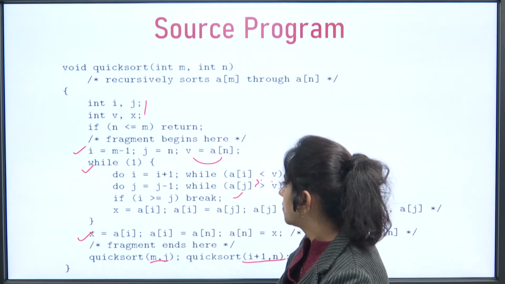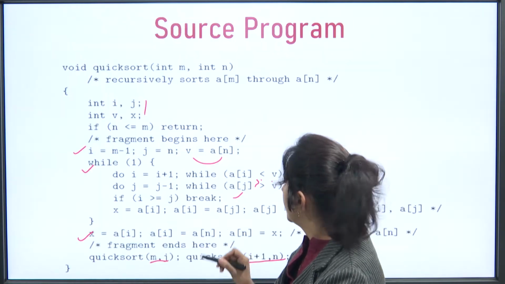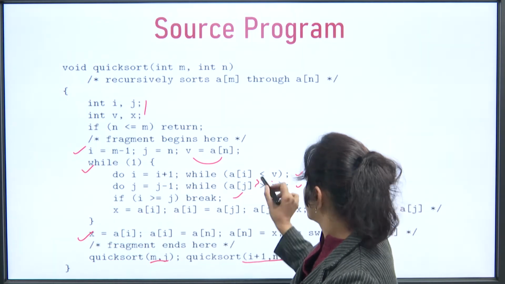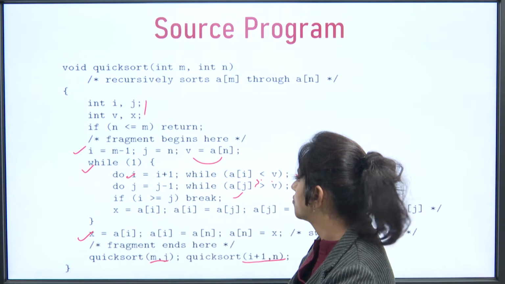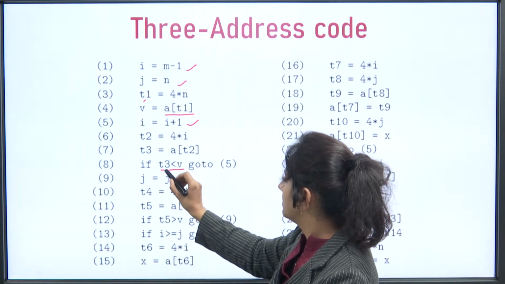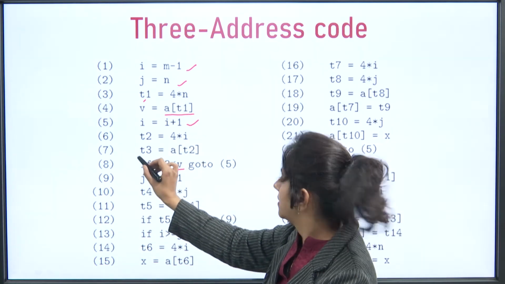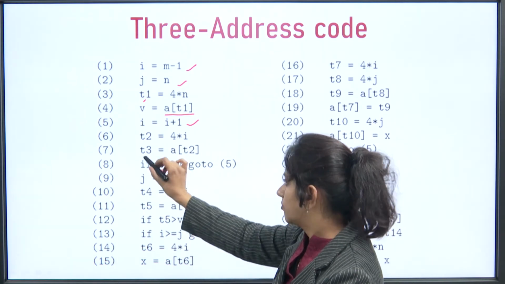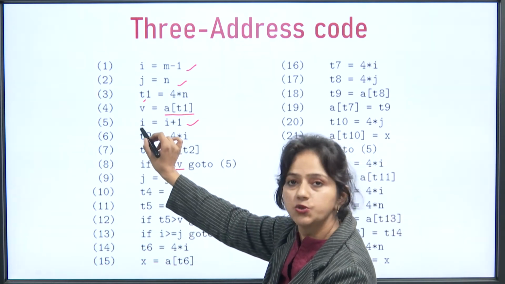So, I is equal to I plus 1, simply I is equal to I plus 1. Now, here we have while a at I is less than v. So, we will go back to this particular statement till this condition is true. Here, if this condition is true, meaning a at I is 4 into I, we will take it in T2, then a at T2 we are setting it to T1 and T3. Now, if T3 is less than v, we will go to I plus 1, I is equal to I plus 1.